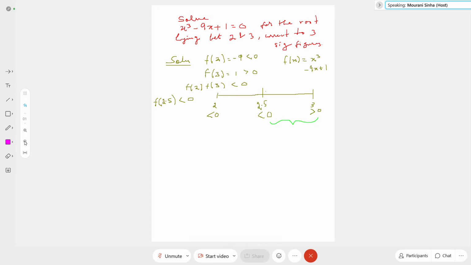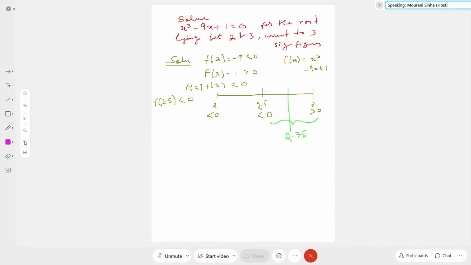So we began with the root lying between 2 and 3. Now we say that the root lies between 2.5 and 3. Now we take the midpoint next of 2.5 and 3. So what will be the midpoint of 2.5 and 3? Yes, right, 2.75.